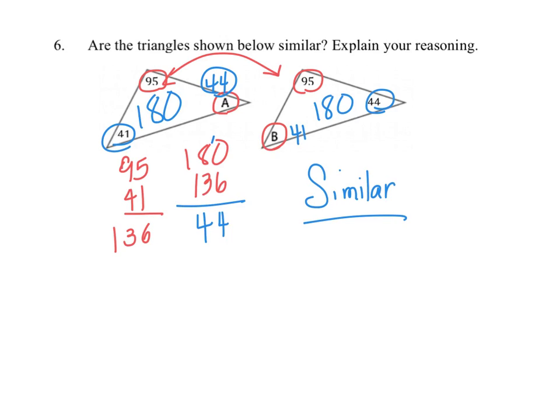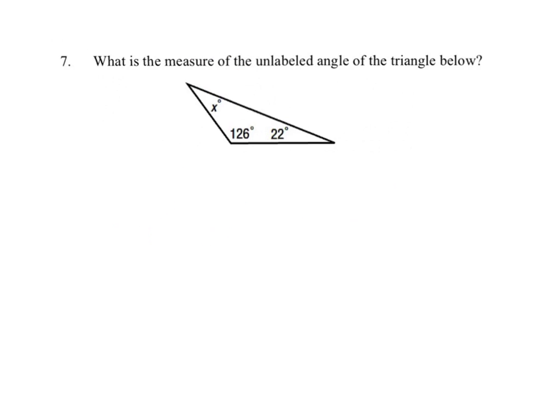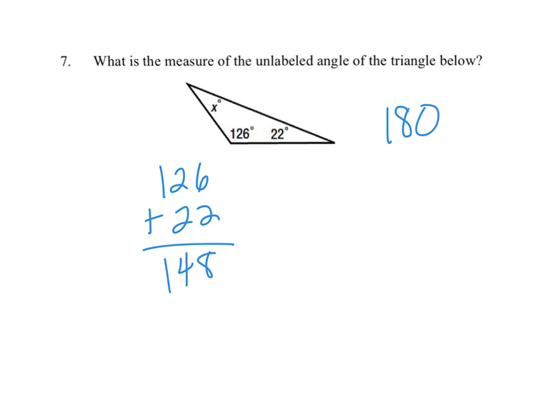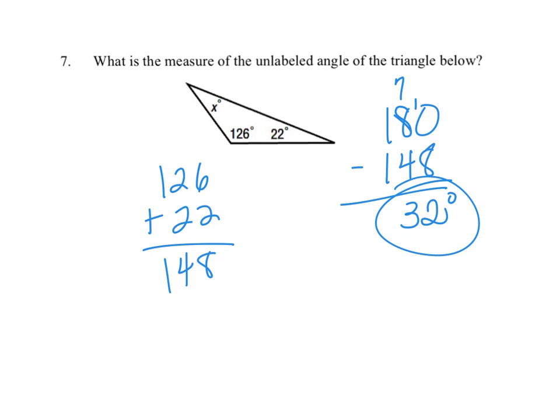Now you try question number 6 on your homework assignment. Number 7, what is the measure of the unlabeled angle of the triangle below? Again, triangles have angles that measure a sum of 180. 126 plus 22 is 148, and if you subtract 148 from 180, you have that the missing angle measures 32 degrees. Now you try number 7 on your homework assignment.